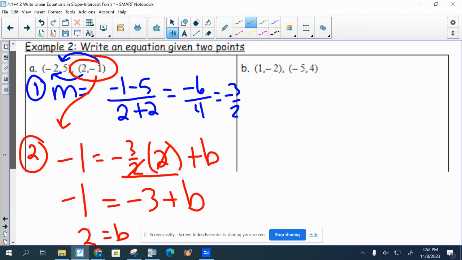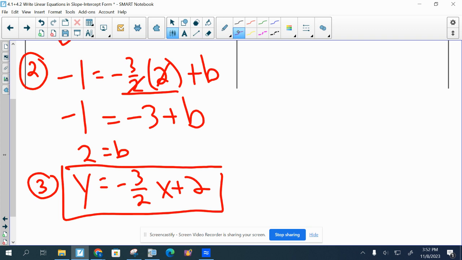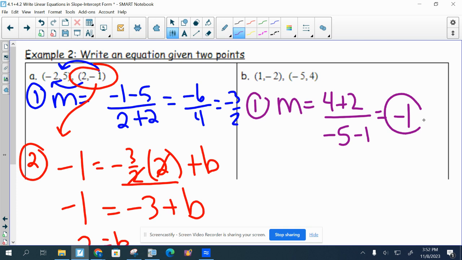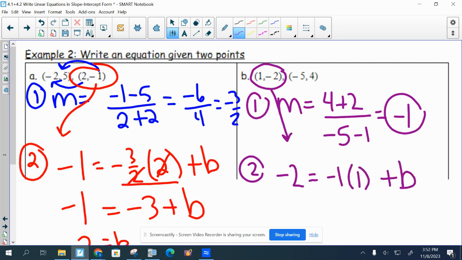For part B, once again, slope comes first. We'll do 4 plus 2 over negative 5 minus 1. So that's 6 over negative 6, which is negative 1. So that's our slope. Next, I'm going to use this point, plug it into y equals mx plus b. So y is negative 2, m is negative 1, x is 1, plus b.